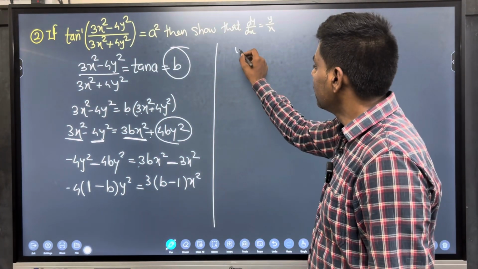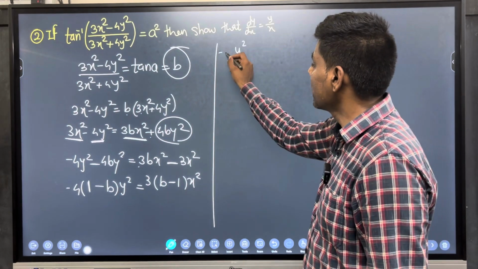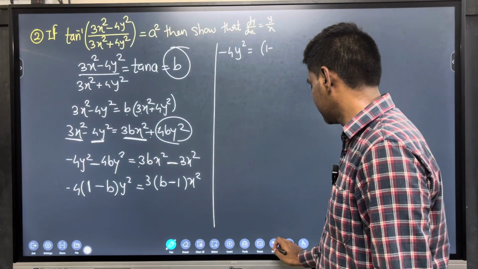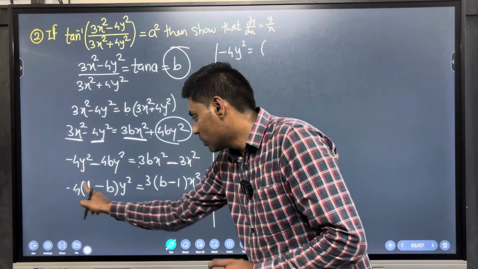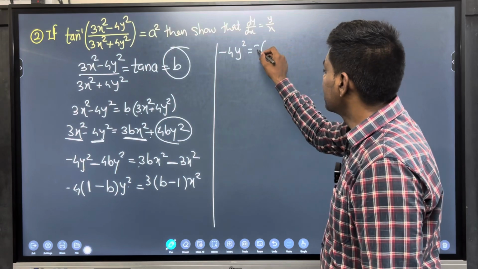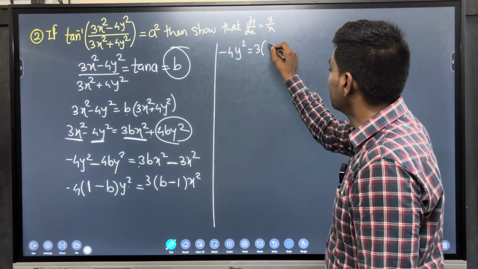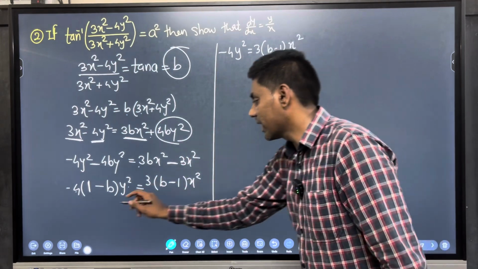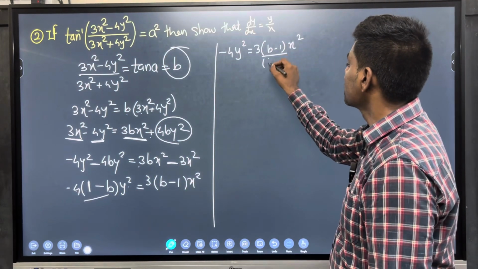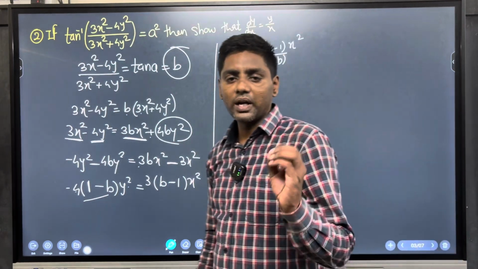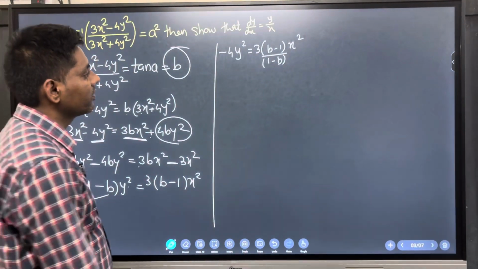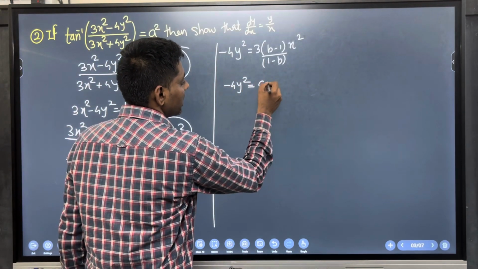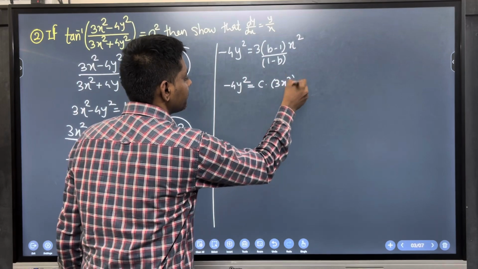So we get y square minus 4 times y equal to 1 minus b, minus 4 times y equal to 3 times, write down this as it is, b minus 1 into x square divided by this bracket completely 1 minus b. So these two brackets are replaced by any one constant. Here we consider the c. So we get 4 times y square equal to c times into 3x square.